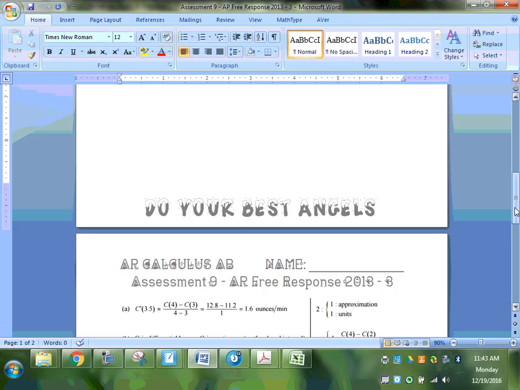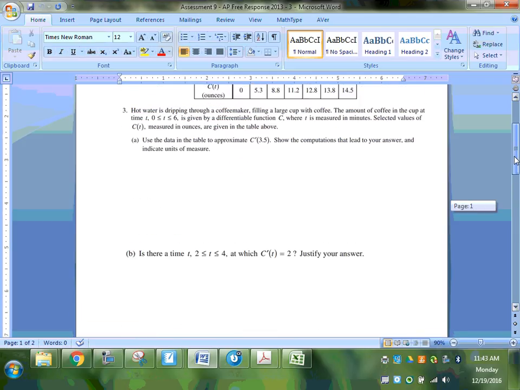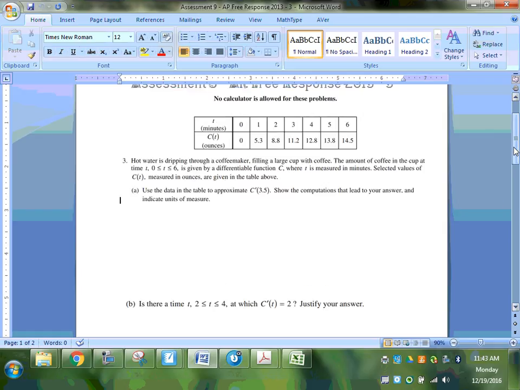Now, the second question is very interesting. Is there a time between 2 and 4 at which the derivative is equal to 2? Justify your answer. So you tell me what you would need to do in order to answer the B part of this question. We got one person. Go ahead.